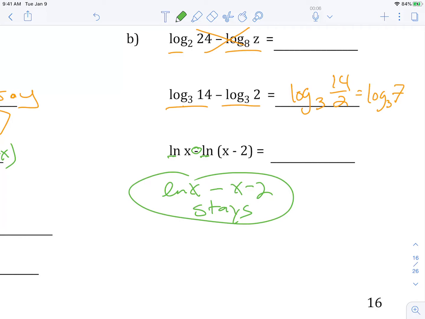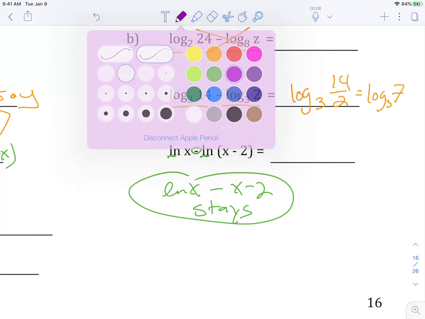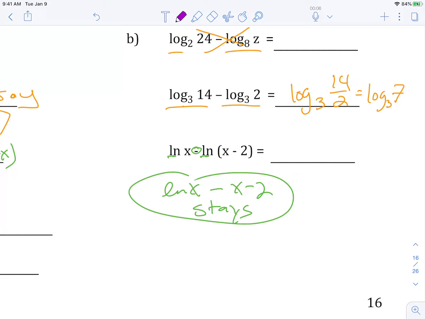But what you have to pay attention to, and this is like when you get to higher level mathematics, it's really about those details. These both have a natural log here, and you're subtracting the same base. So now we can just rewrite this as a natural log of x over x minus 2.